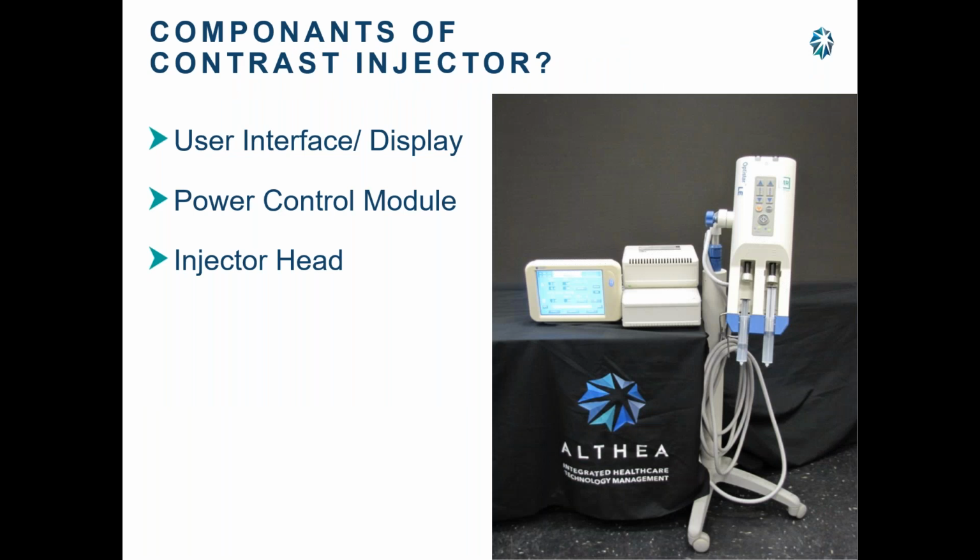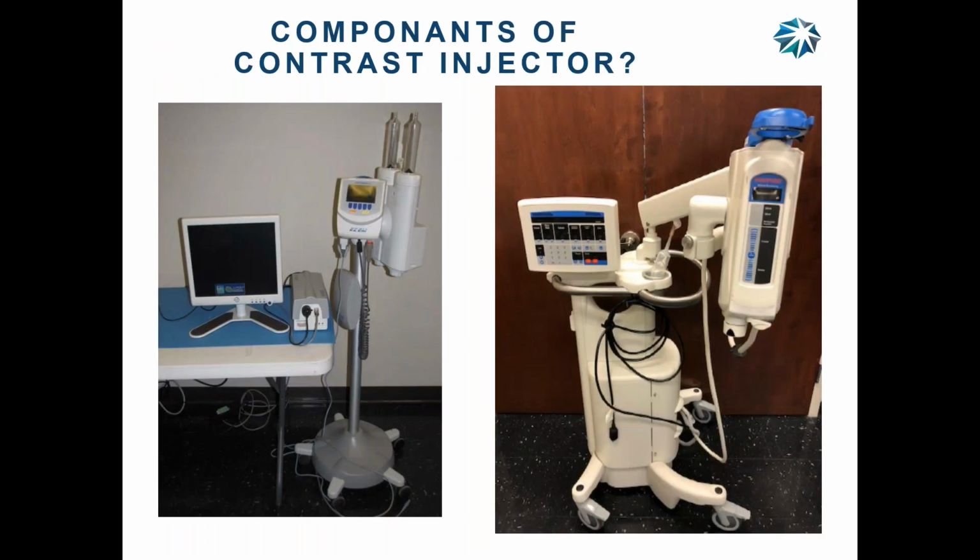Here is an OptiStar. So you have the display, modules to control it, and the injector head. You have the Assist CTA on the left, display, control module, power module, injector head. And now you have the Provis. Same thing, 1, 2, where's the control module? In here. Have fun with that one. Okay, that's probably one of the worst ones to work on.